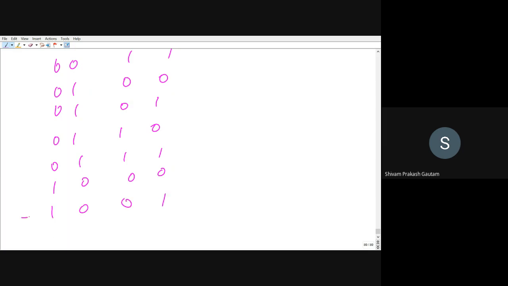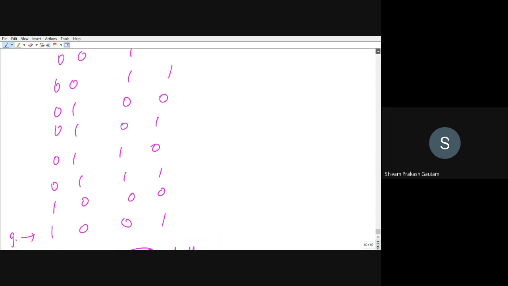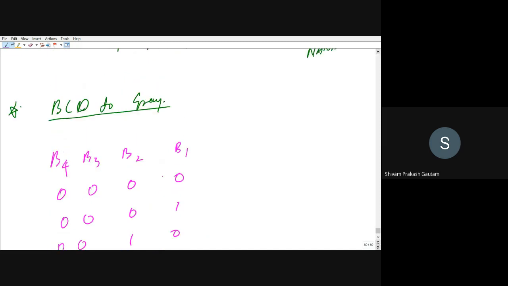So this is the maximum because we have reached the 9, right? So this is the maximum limit. Here again from 10 to 15 we are having don't care. So this is BCD we have written. Correspondingly we have to write the gray code as well. So let me write it as G4, G3, G2, G1.